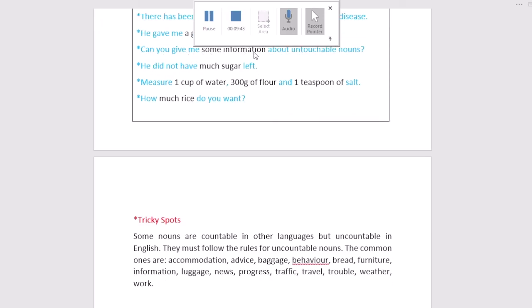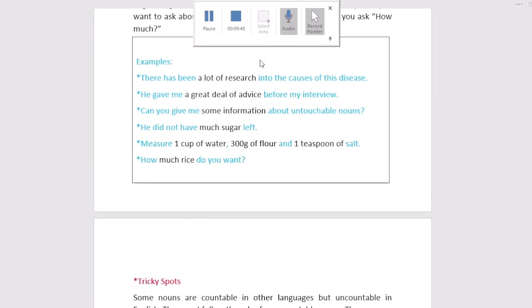Can you give me some information about uncountable nouns? So, some information. He did not have much sugar left. Much sugar, sugar cannot be counted. Measure 1 cup of water, 300 grams of flour, and 1 teaspoon of salt. How much rice do you want? From these highlighted words you can understand that they are uncountable. Okay.